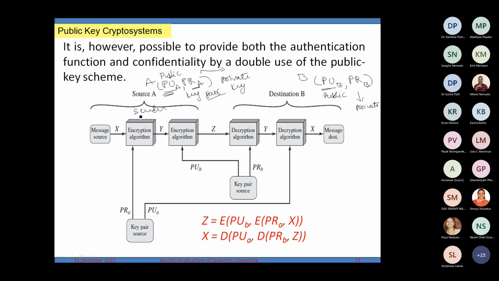Now, first of all, we should have an algorithm to generate such key pairs at every node. That means A should be able to generate such a key pair, and B should be able to generate such a key pair. So once you have the key pair, what A is going to do is take the plain text message and take the encryption algorithm. The encryption algorithm is going to take first the private key of A.